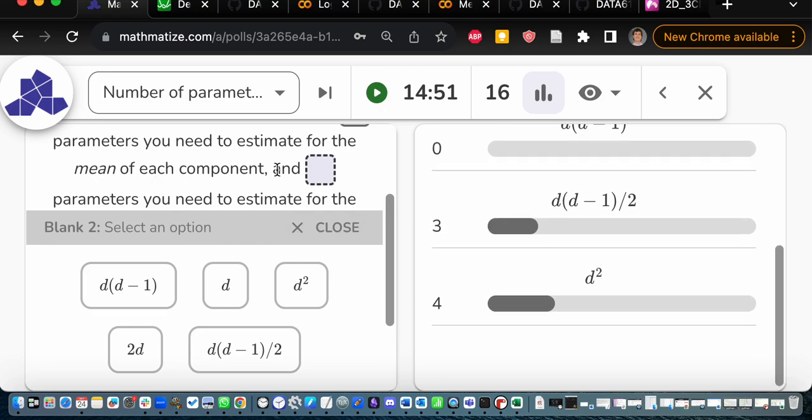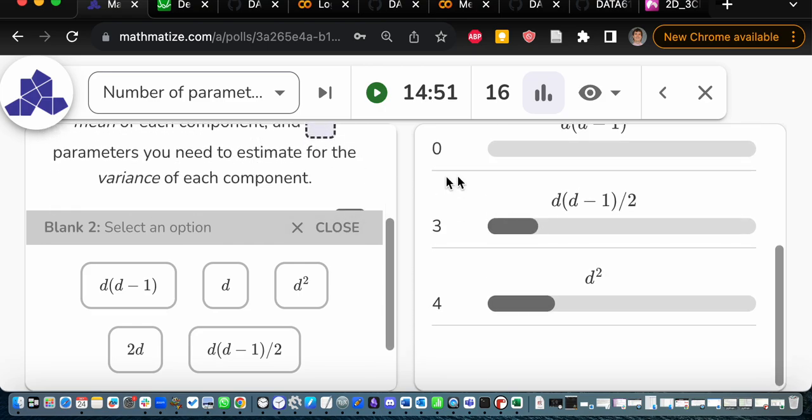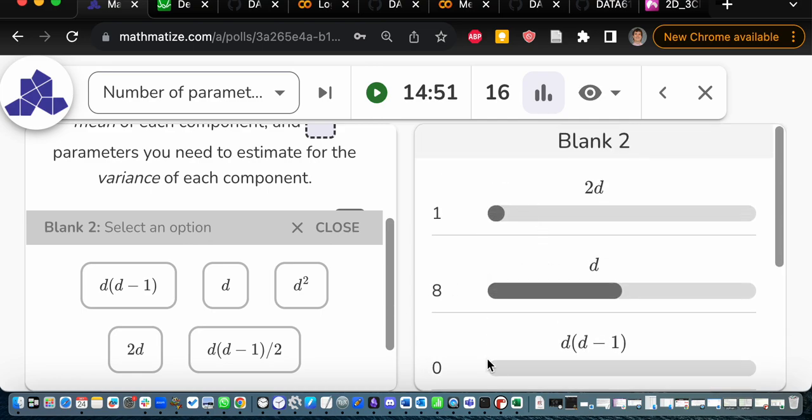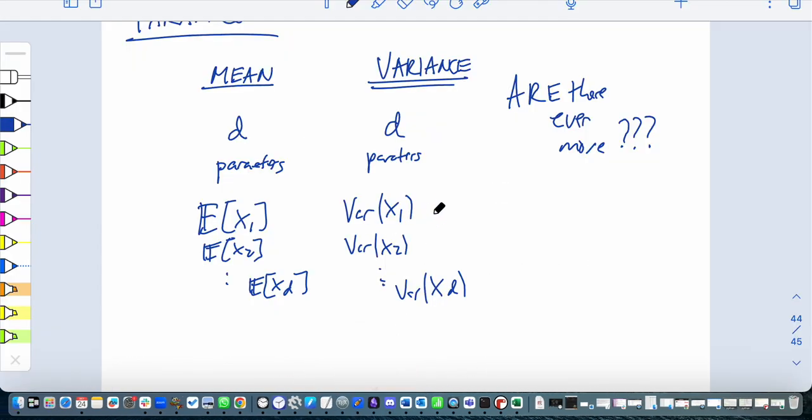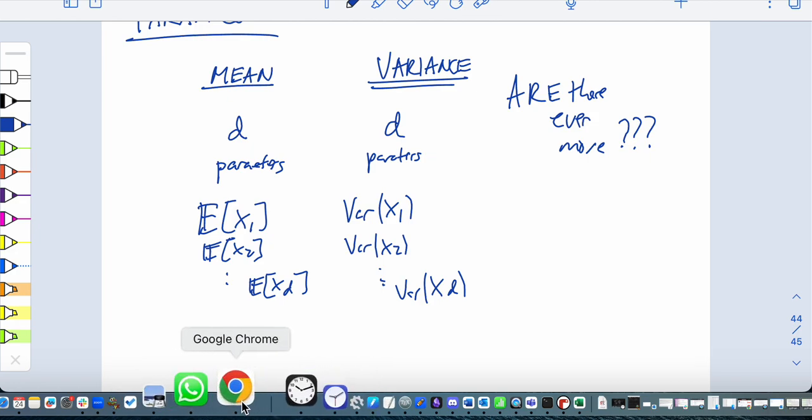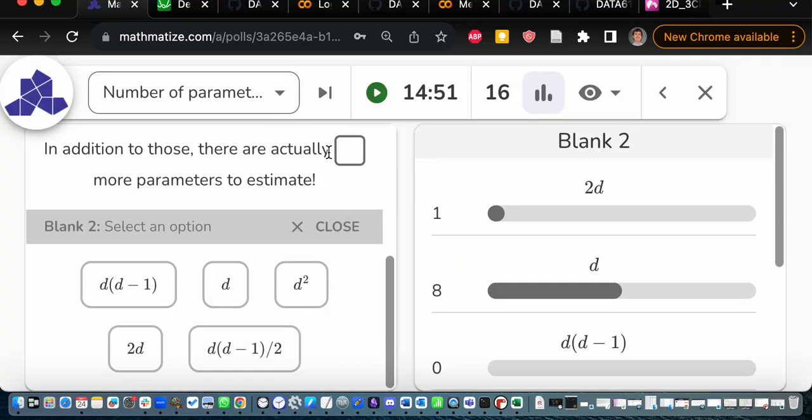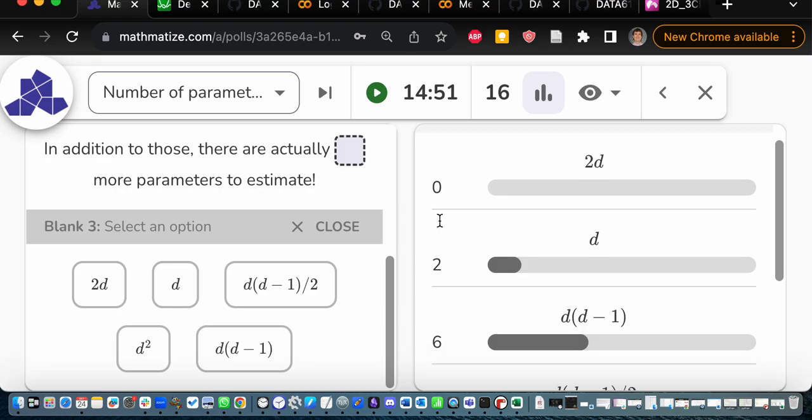Okay, so for the variance of each component, it really is just D, because you have each component and you're just looking at the variance. So you have x1, x2, x3, xd, right? You can think of the vector x as some vector in R to the d. It has D components, and you want the variance of each one. How many more are there? Let's see what you guys said. There's some more. In addition, there are how many more?